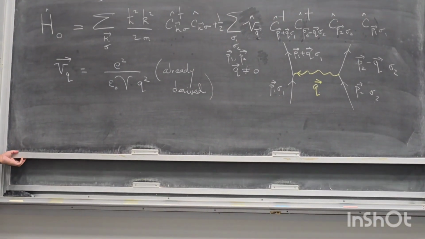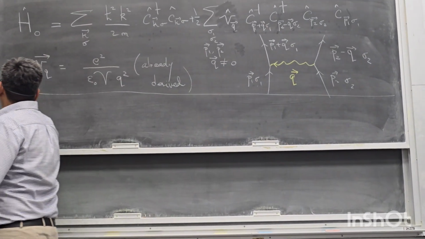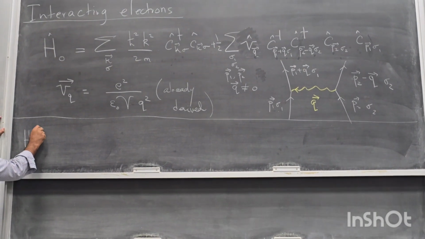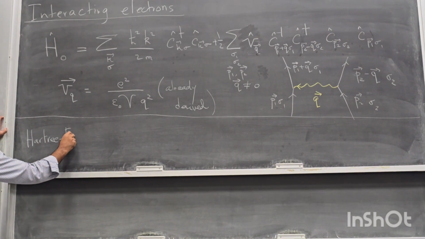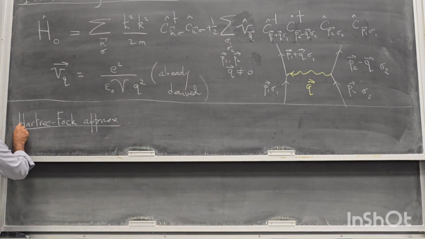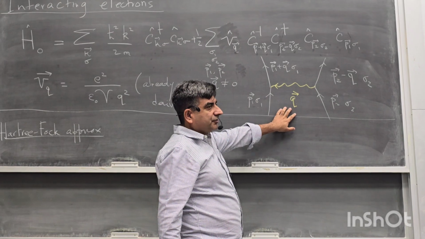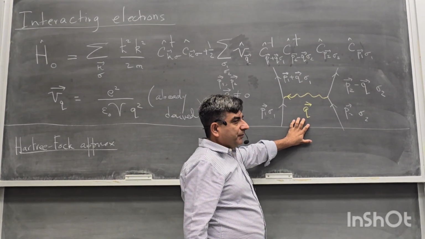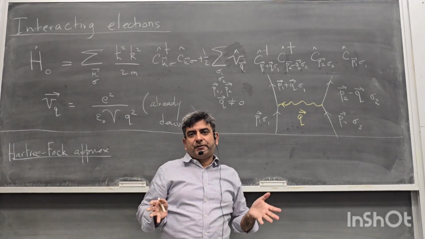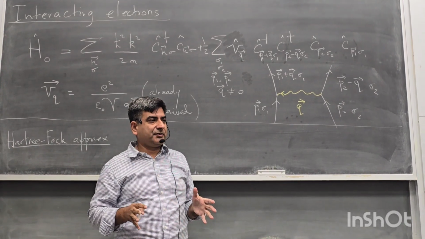All right, then we did another approximation. In our next lecture, we invoked an approximation called the Hartree-Fock approximation. In this approximation, we can understand it through this diagram. What we assume is that this term can contain two kinds of interactions: a direct interaction and an exchange interaction.